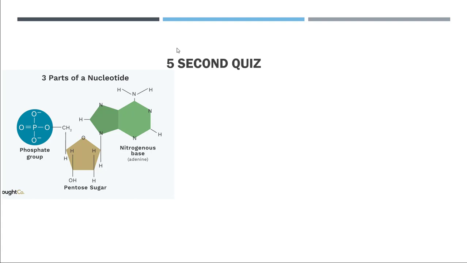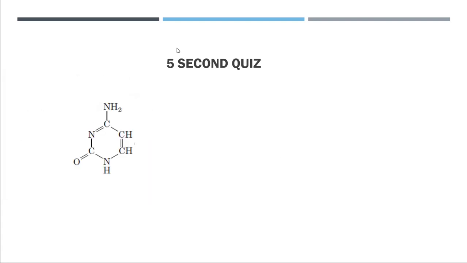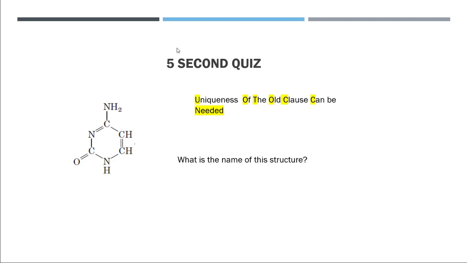Okay, next. Next is, what is the name of the structure? 5, 4, 3, 2, 1. Okay, this is cytosine. Remember the N here? That is telling you this is the N on the top.